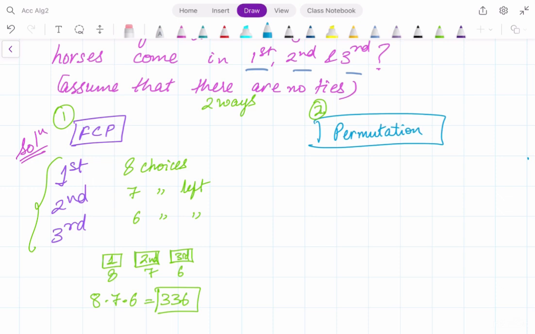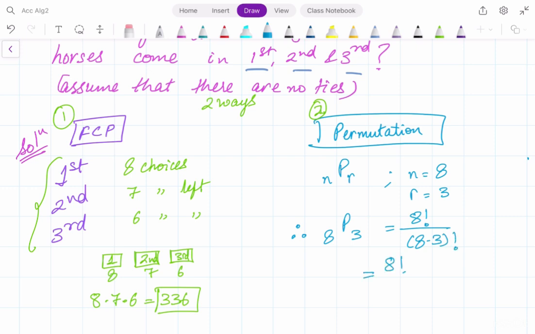Now let's approach the same problem with permutation. Permutation says nPr, where n is the total number. So total choices are 8. Out of the 8, how many choices are we looking for? We are looking for only 3 choices: position 1, position 2, and position 3. So my equation will be 8P3, which is nothing but 8 factorial divided by (8 minus 3) factorial. So that will be 5 factorial. So 8 factorial divided by 5 factorial.